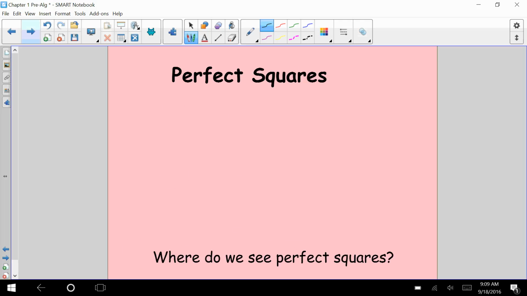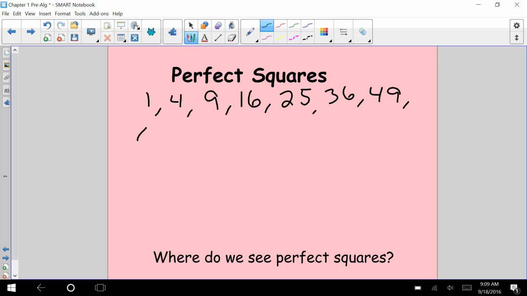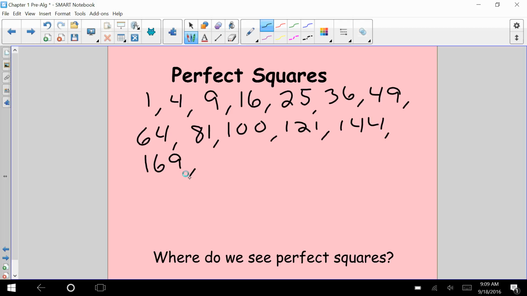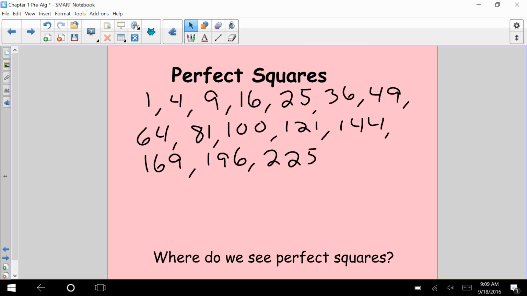Now we're just going to generate a list of perfect squares. 1 is the first perfect square, then 4, 9, 16, 25, 36, 49, 64, 81, 100, 121, 144, 169, 196, 225. These go on and on forever. These are the first 15 in order.